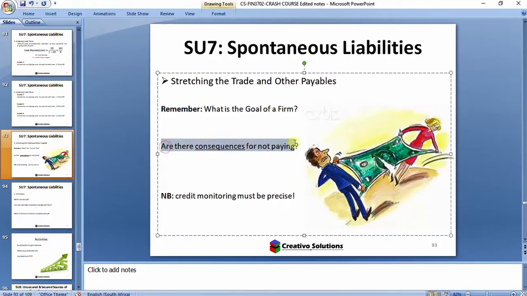But are there consequences for not paying? What are the consequences for not paying? Additional costs. Good. Additional costs, interest, penalties, fees, etc. So when you answer this question in an exam, don't say pay as late as possible. Say pay as late as possible without incurring additional interest and charges. Just to be more specific.